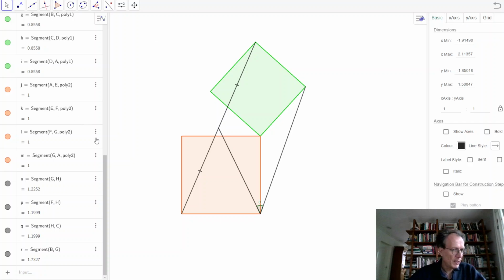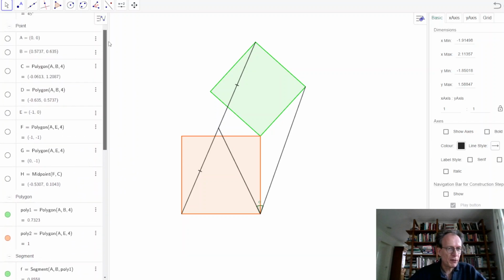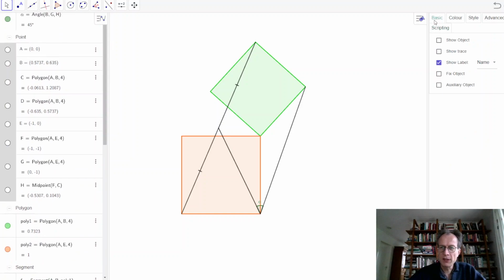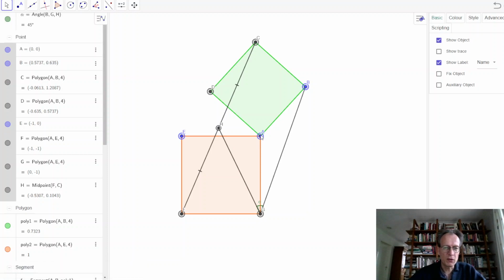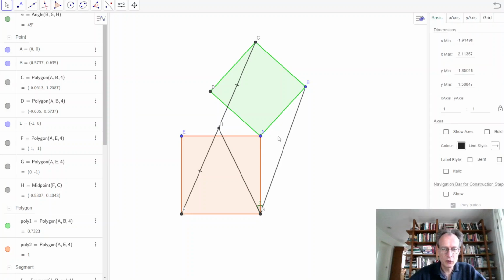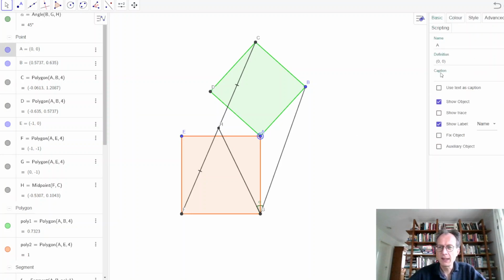And what I'm going to do, as I said, is use vectors. Let's first make visible the vertices like this. And the first thing to do is to choose the origin of the vectors, and it is quite logical to use the point A for that, because a lot of vectors are coming from that point A. So let's take this as the origin.